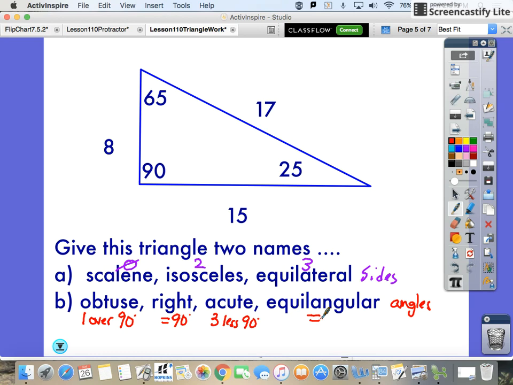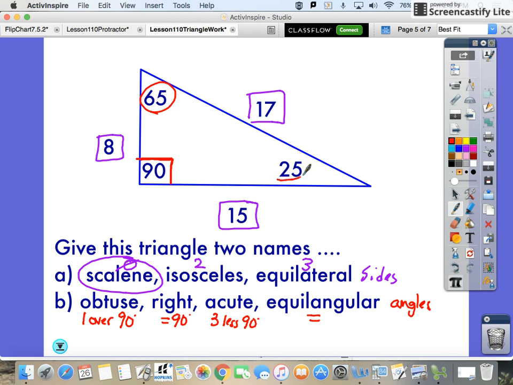So let's go based on sides first. So we've got 15, 8, and 17. Well, all 3 of those are different, so there are 0 equal sides. This is scalene. And then based on angles, here we've got a 90. All right. Well, if we have a 90-degree angle, it's right. But these are our 2 other angles. The only thing that matches is that it's a right triangle. So this is a scalene right triangle.